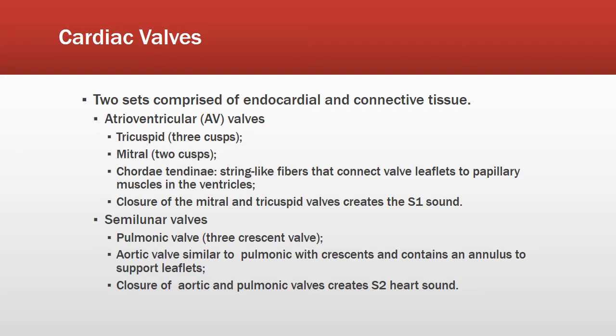This sound is heard best at the pulmonic listening post or the left upper sternal border. A delay can occur between the aortic and pulmonic sounds and is called an S2 splitting. If the S2 splitting is prolonged, it can be a sign of heart disease, such as atrial septal defect or a right bundle branch block.